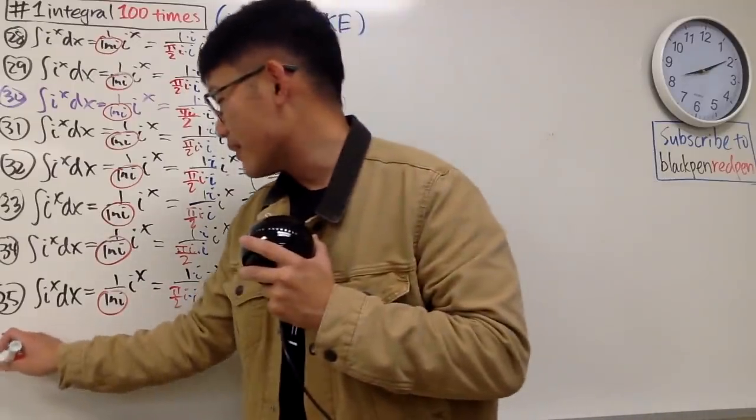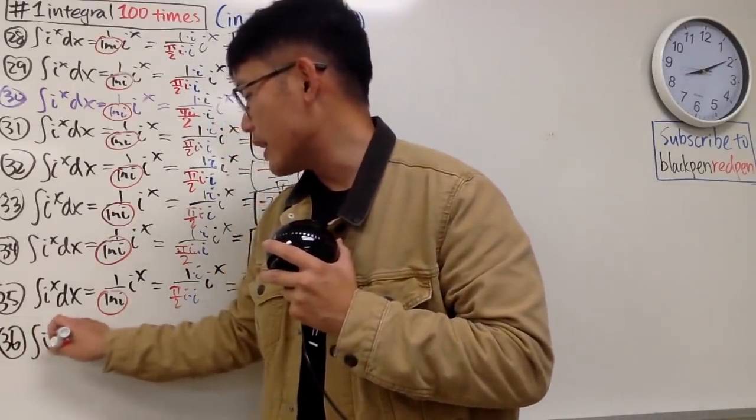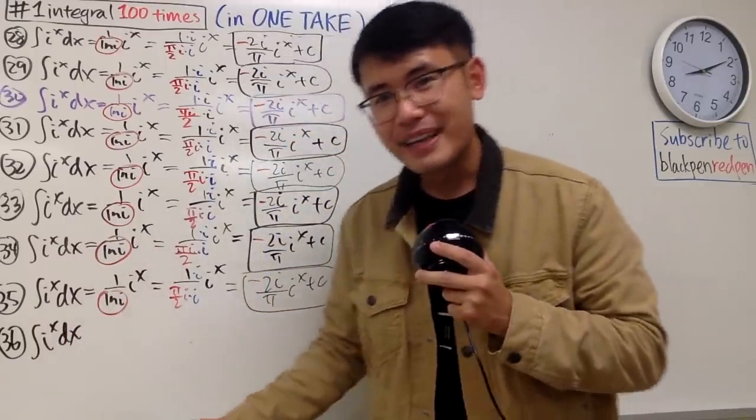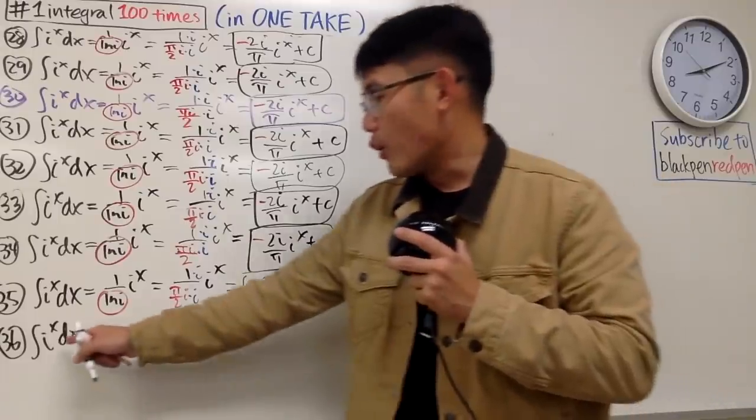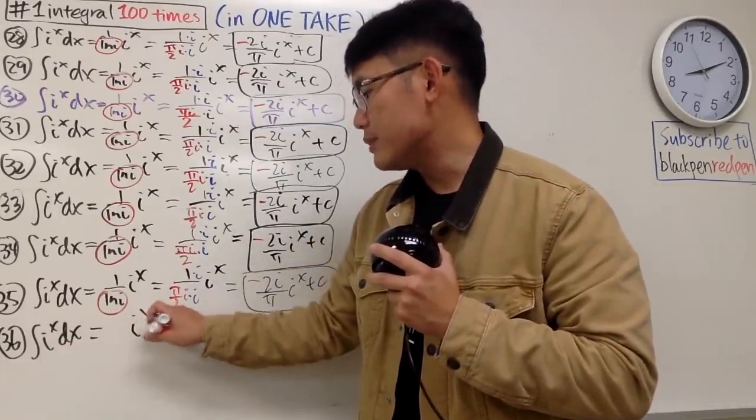Okay, very good. Now, number 36, we have to integrate i to the x power dx, like that. And as you can see, this is almost like e to the x, but it's not quite. Although, it's not, but seriously, it's very easy.